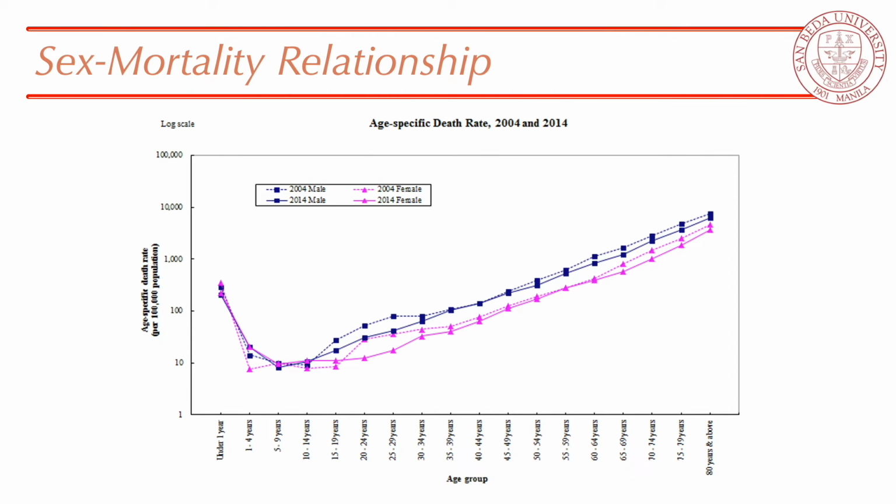Now, this graph features age-specific death rates from any cause per 100,000 population. The blue curves represent the males, while the pink curves represent the females. You will notice that for most age groups, the risk of death appears higher among males than females.